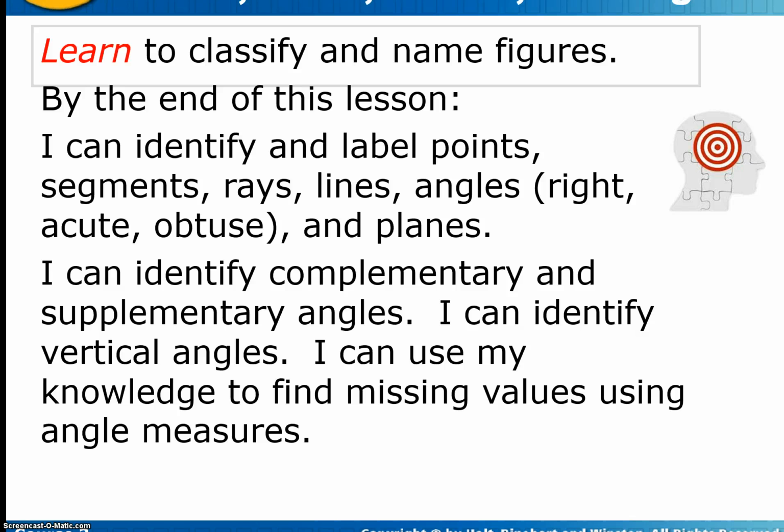There are a few things that are a little bit more difficult in this lesson that I really want you to focus on: the naming principles, as well as complementary and supplementary angles. I know you touched that in 6th grade. Vertical angles, and then using this knowledge to find any missing angle measures.